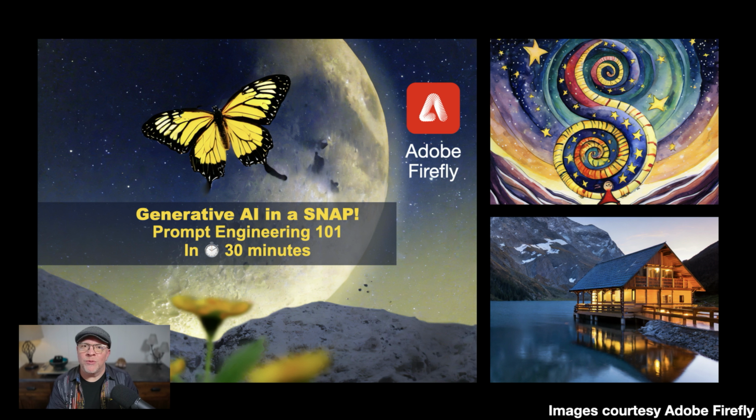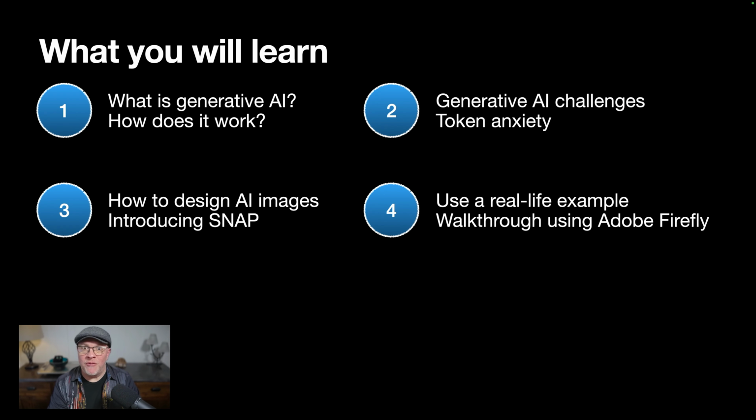I'm going to walk you through the absolute basics so you will improve how you can create generative AI images yourself. This training video comes in the form of 4 unique sections. The first section is where I'm going to talk about generative AI so you understand what it is and how it works. Don't worry, I'm not going to get technical on you, but you will learn something along the way, I'm sure. In the second part, we'll talk about some of the challenges around generating AI images and also a little bit about something that I call token anxiety.